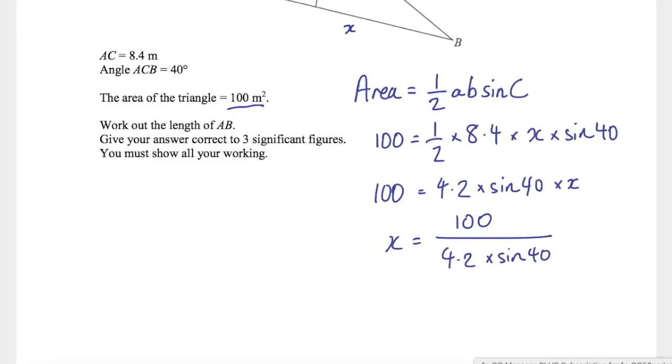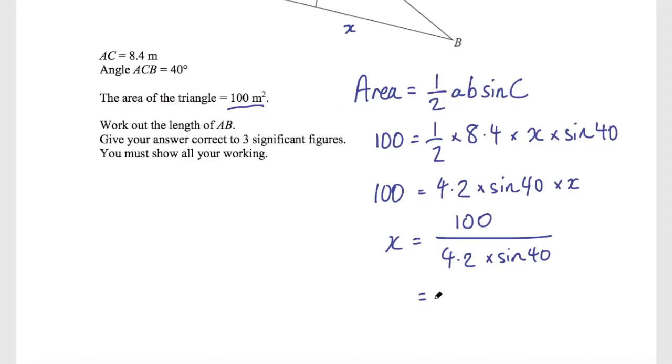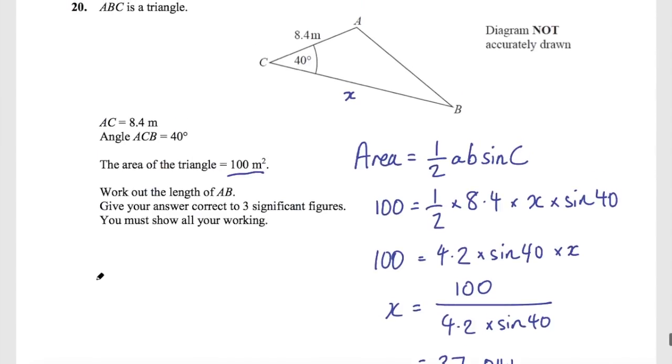So let's stick that into a calculator. So 100 divided by 4.2 times the sine of 40. And we get 37.041 approximately. Okay, so we have a length for CB now, and now we can use the cosine rule to find AB.